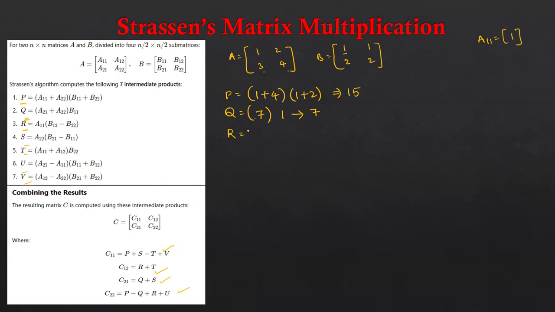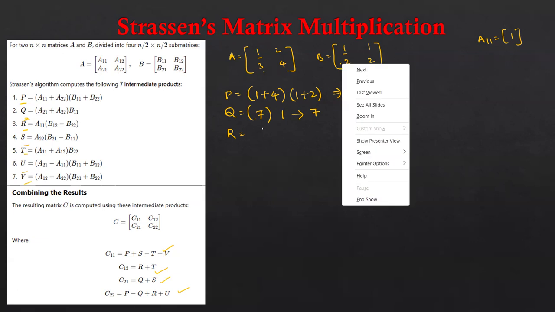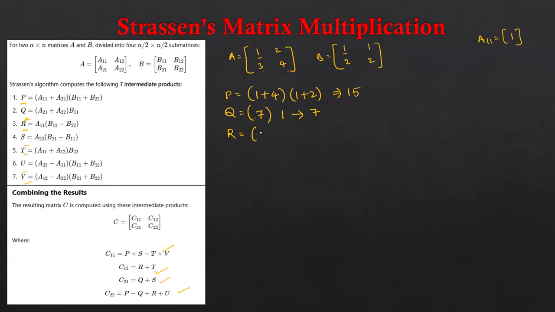Next, I am going to calculate R. What is R? A11, this 1, is multiplying with B12, this B12. So I am going to write A11, which is 1, times B12. B12 minus B22, this 2. So the value is minus 1.